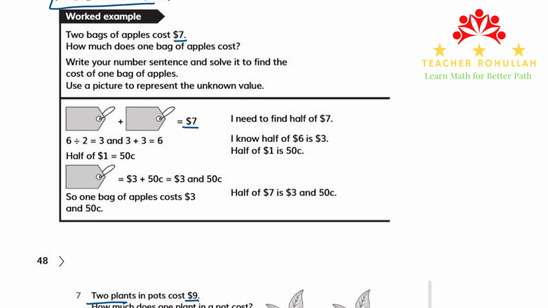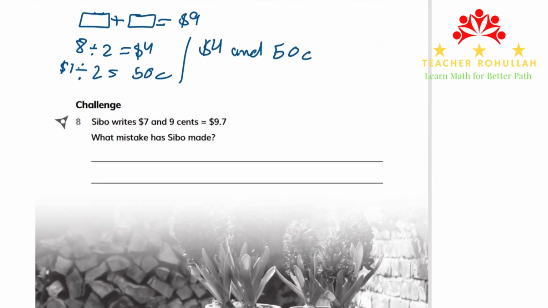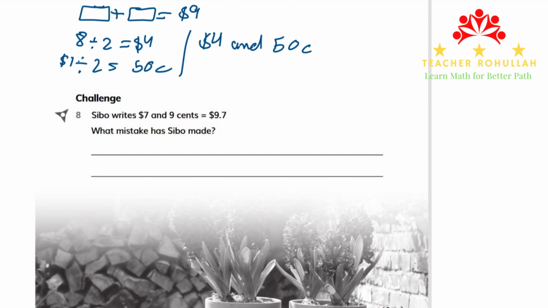Now we did the same thing for question number 7. Let's move to question number 8. In question number 8, it says, Cebu writes $7.09 as $9.07. What mistake has Cebu made? So to look closely, we have $7.09. He has mistakenly written the cents in the dollar place and the dollar in the cents place. Actually, he had to write $7.09.